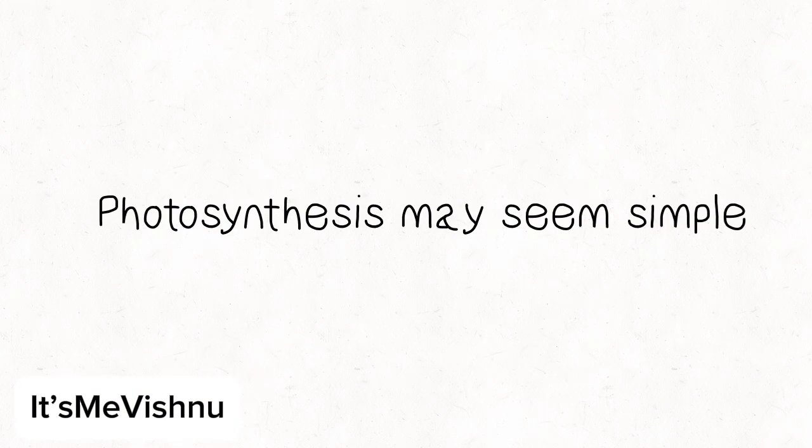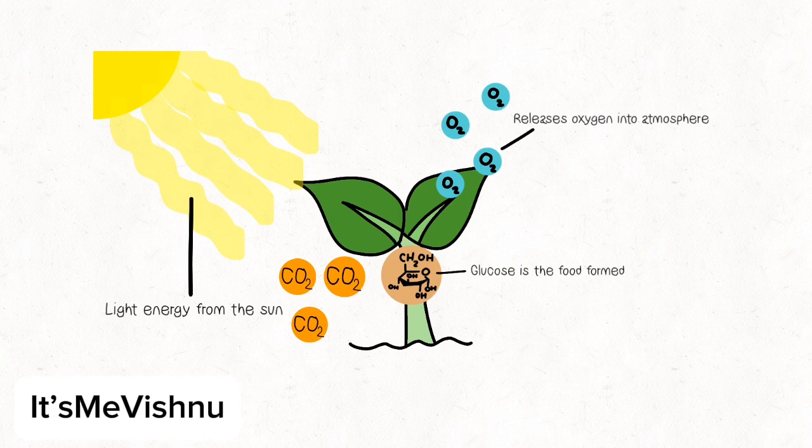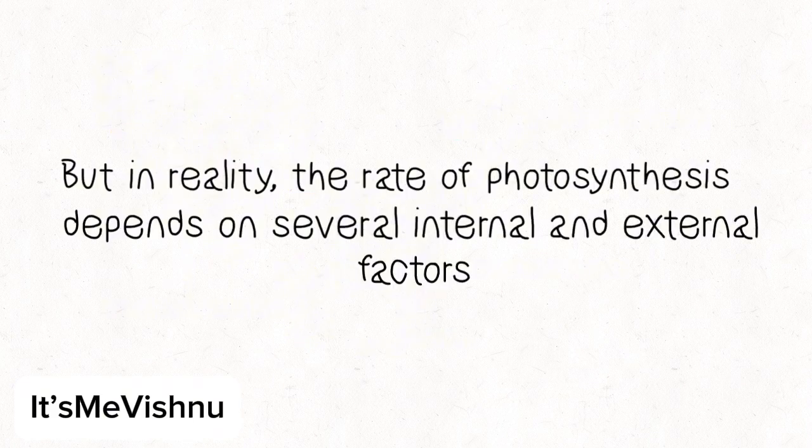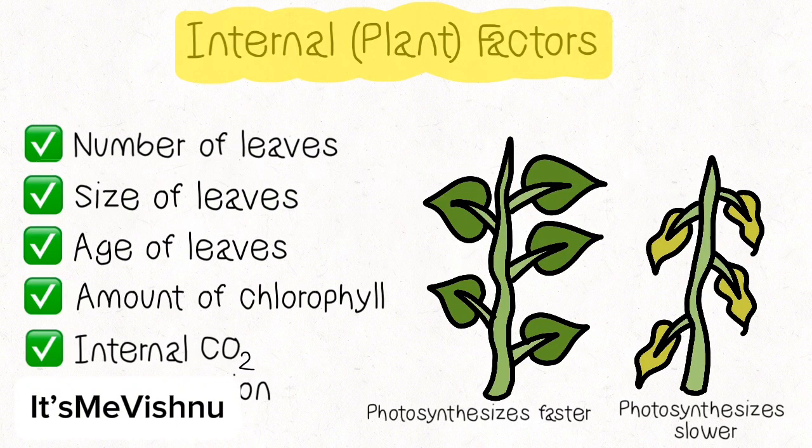Photosynthesis may seem simple. Plants use sunlight, water and carbon dioxide to make food. But in reality, the rate of photosynthesis depends on several internal and external factors. Internal factors. Inside the plant, things like the number, size and age of leaves, the amount of chlorophyll and even the internal carbon dioxide concentration affect how well photosynthesis works. A young, healthy plant with many green leaves will photosynthesize much faster than an old yellowing one.